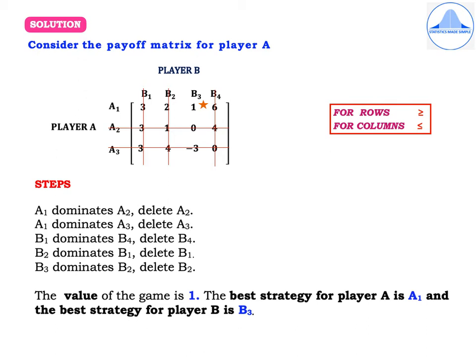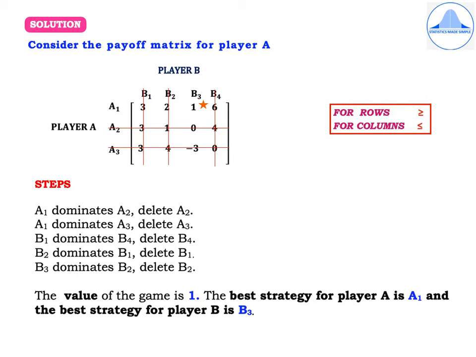Start with the solution. First write down the payoff matrix for player A, which is given to us in the problem. That is, player A has the strategies A1, A2, A3. Player B's strategies are B1, B2, B3, B4. And the payoffs which are given are 3, 2, 1, 6, 3, 1, 0, 4, 3, 4, minus 3 and 0.